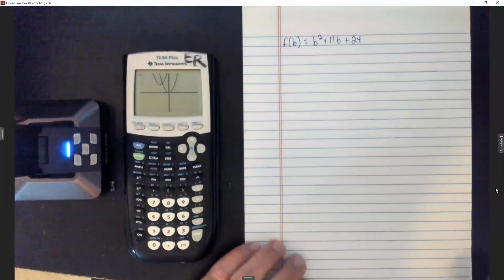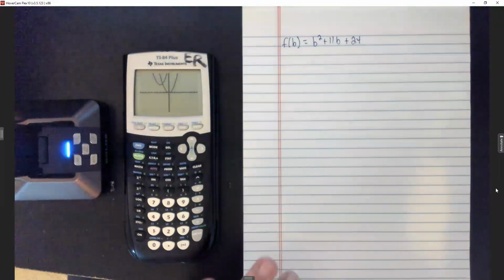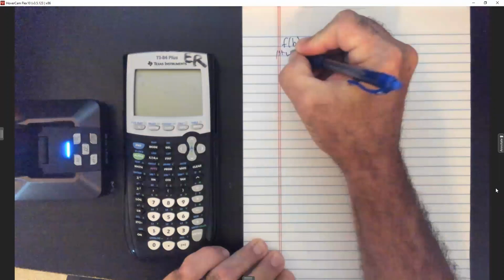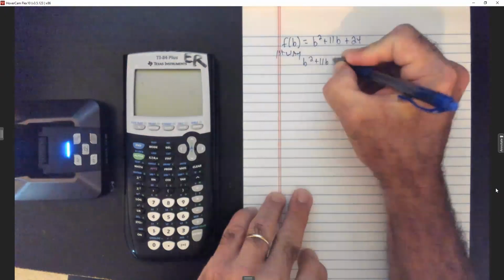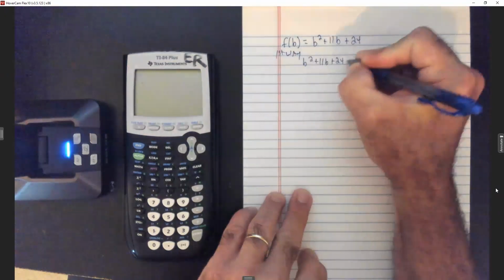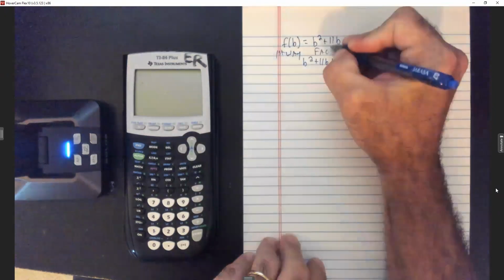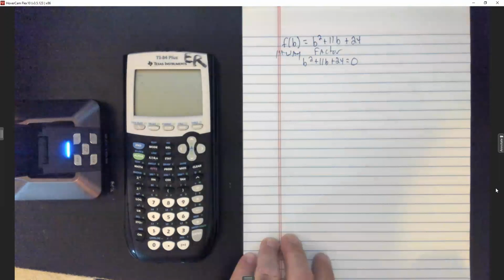All right, so different ways you can do this. The first method is to factor this. So you want to set b squared plus 11b plus 24 equal to 0. So the first way we'll do this is by factoring. And then the second way I'll do it is by the quadratic formula.